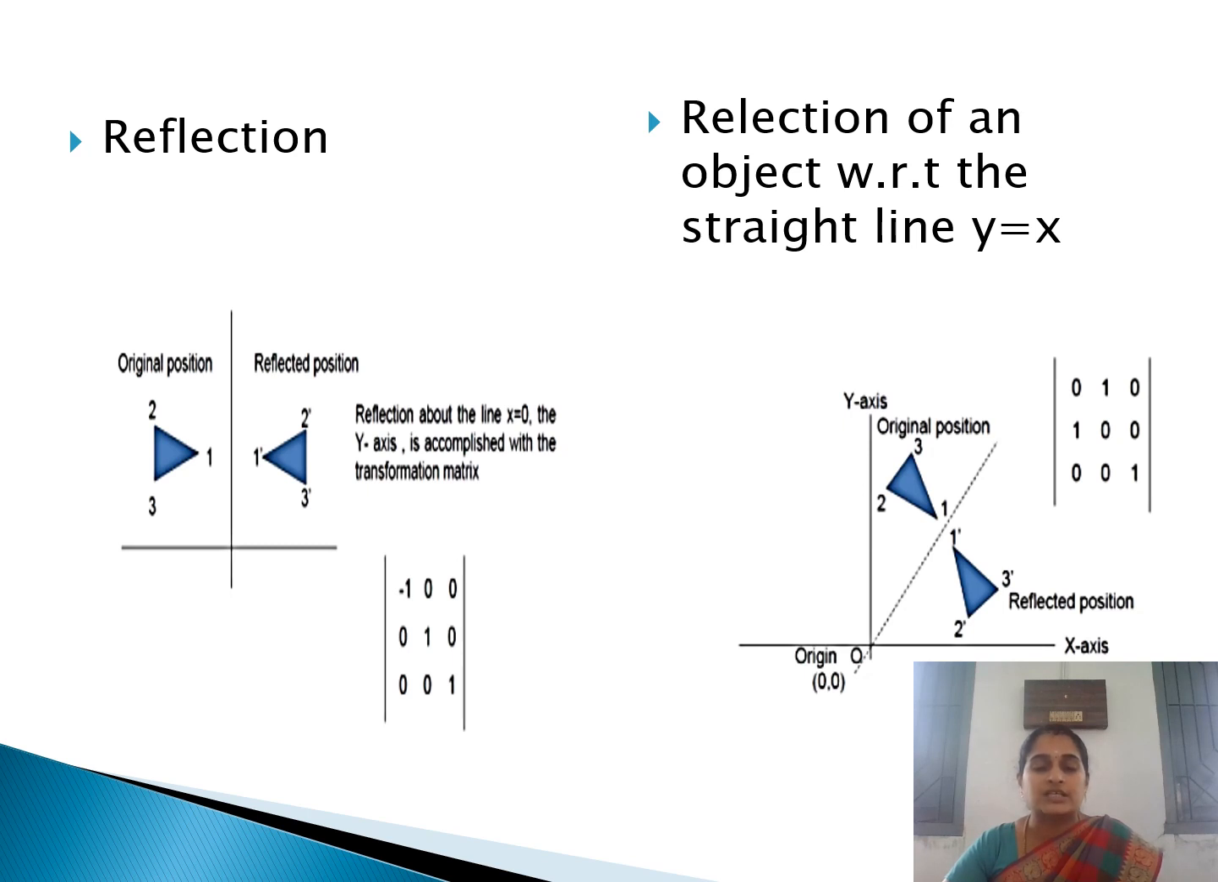The matrix representation also shows this: the middle one represents the y-axis and the first row represents the x-axis, that is -1, and the last row represents the homogeneous coordinates. The right side diagram is the reflection of the object with respect to the straight line y equals x. This is done on the same side, 1, 2, 3 and 1 dash, 2 dash, 3 dash. In the matrix form, the position of 1 is changed, that is, x is changed to y and y is changed to x. The last row is the same for homogeneous coordinates.